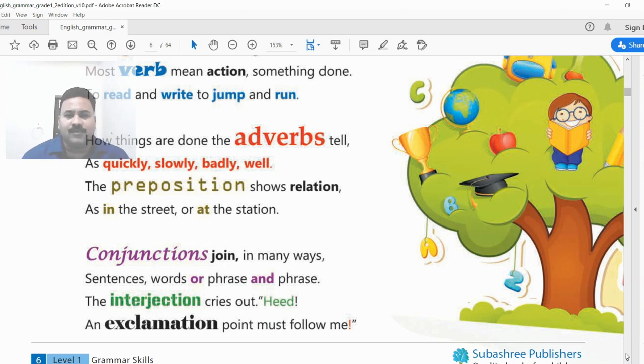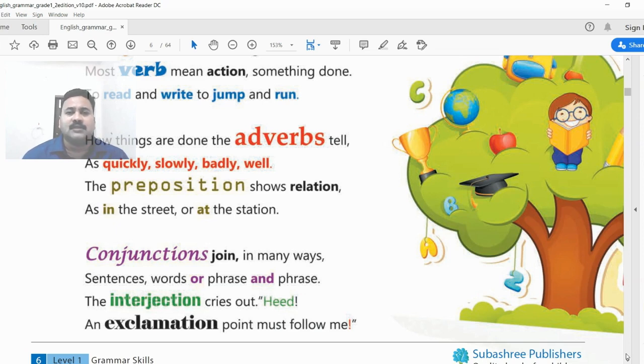So what do adverbs do? An adverb describes a verb. He ran quickly. So ran is a verb. How did he run? Whether he ran slowly or quickly, that's what adverbs describe about the verb.